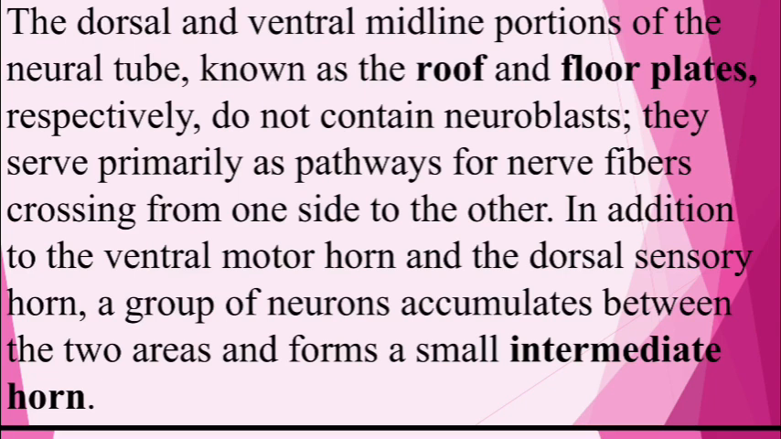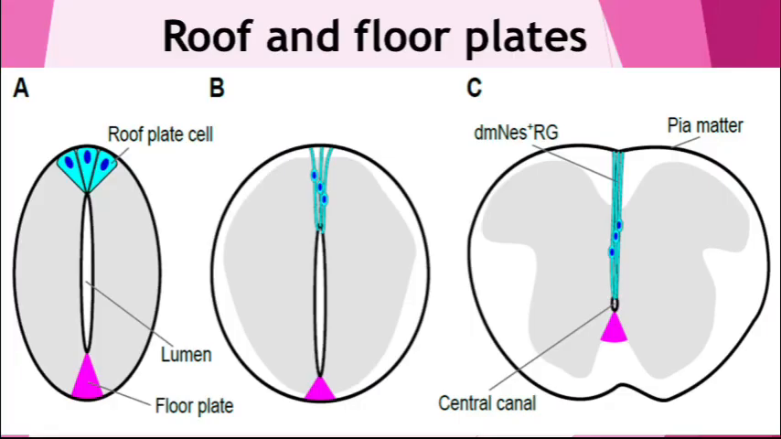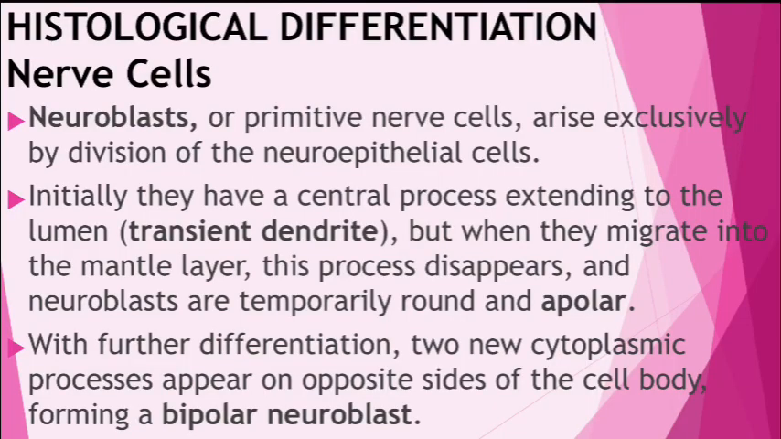So at those levels of the spinal cord, that is where you find the intermediate neurons. Right here is an illustration showing the roof plates and the floor plates, and then you can see the differentiation of the spinal cord and even part of the meninges surrounding the spinal cord. Note that as development is going on, you have histological differentiation of the neural tissues. You have nerve cells. How do nerve cells come about?